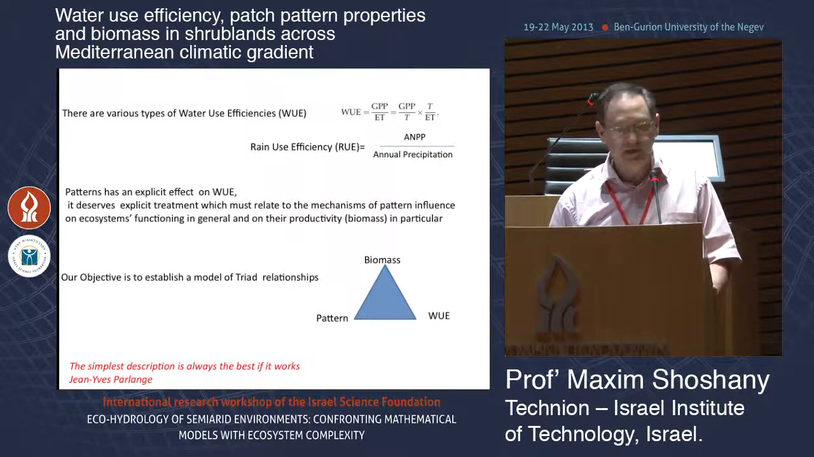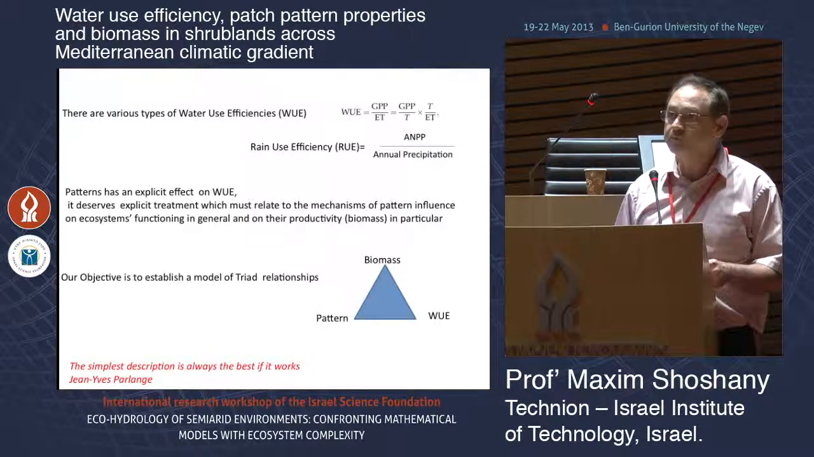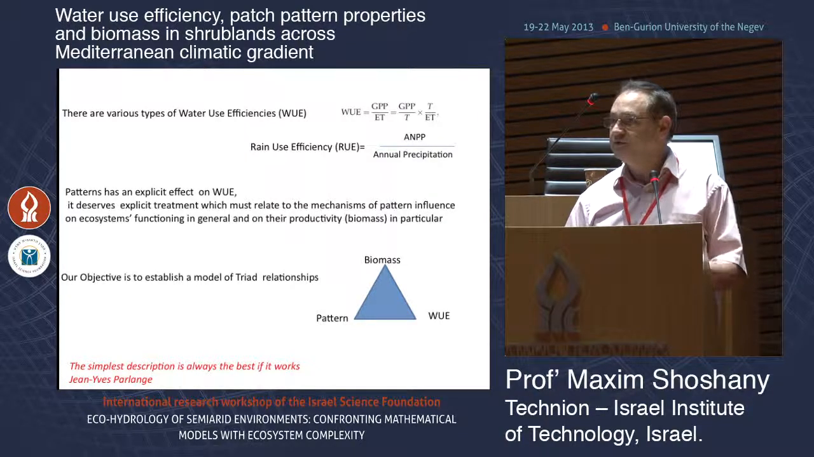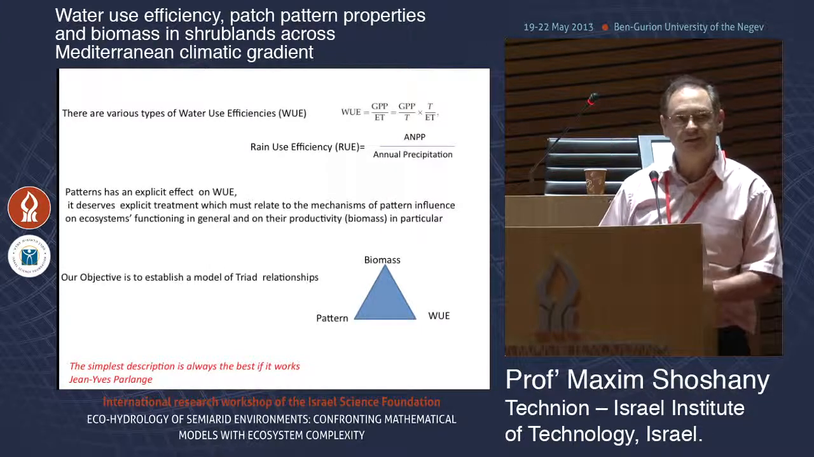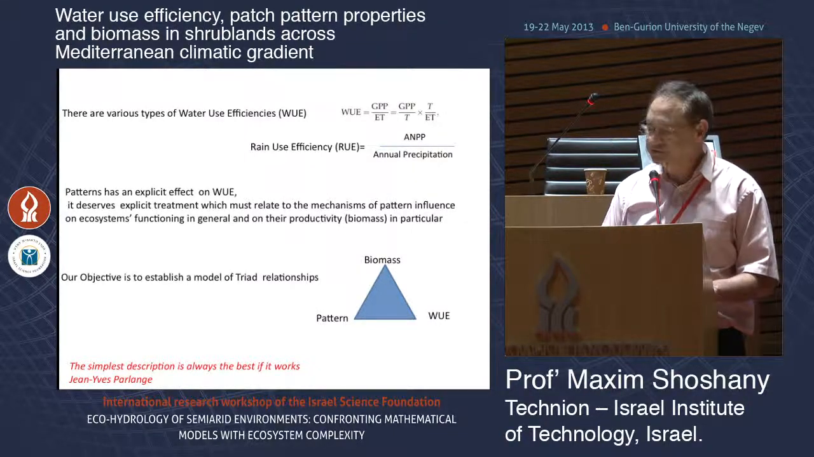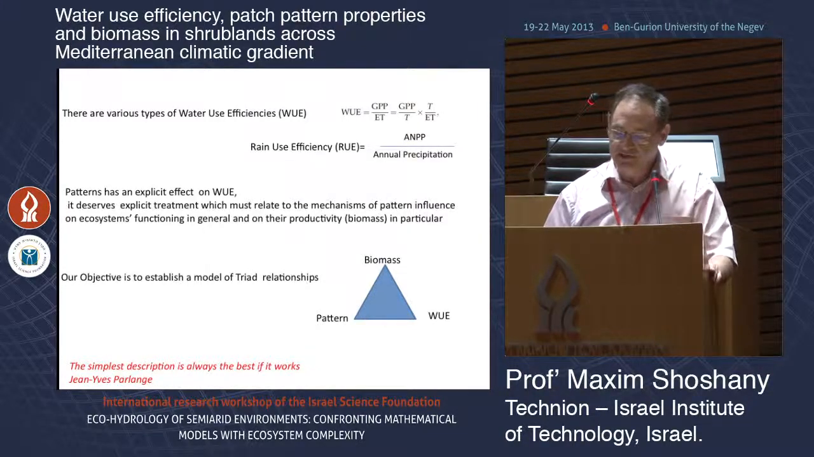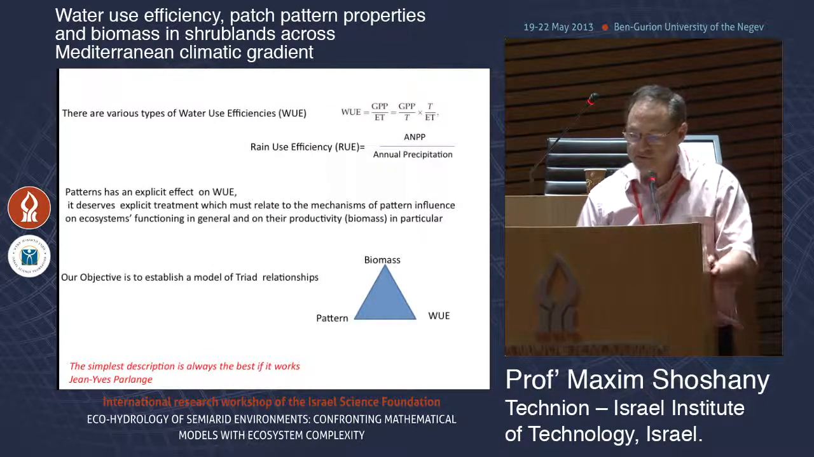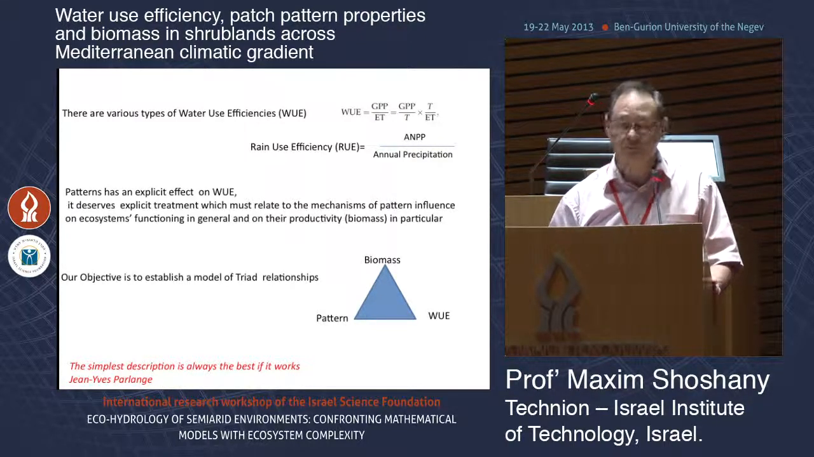And we don't actually have any parameter which relates to the relationship between pattern and water use efficiency. But I think we all know, and that justifies this conference's central theme of patterns, that pattern has some kind of influence on water use efficiencies. So it deserves explicit treatment, which must relate to the mechanisms of the pattern's influence on the ecosystem's functioning in general and on the biomass productivity in particular.